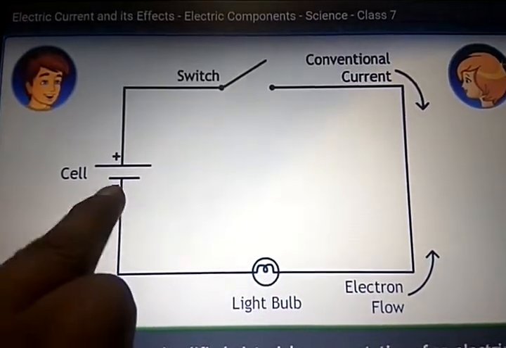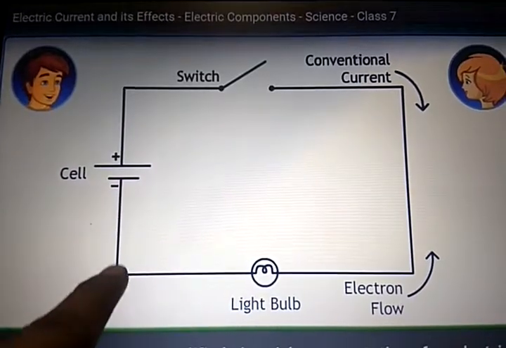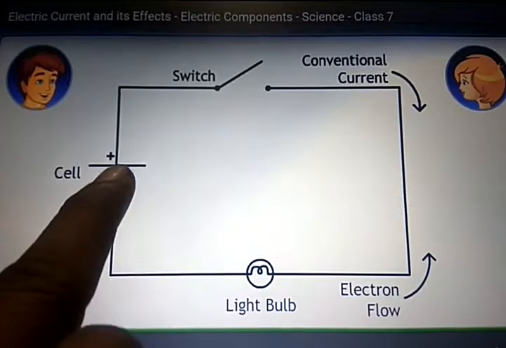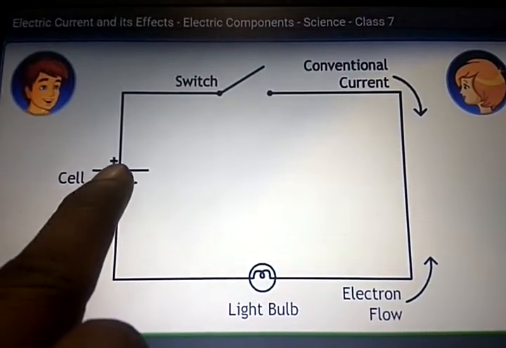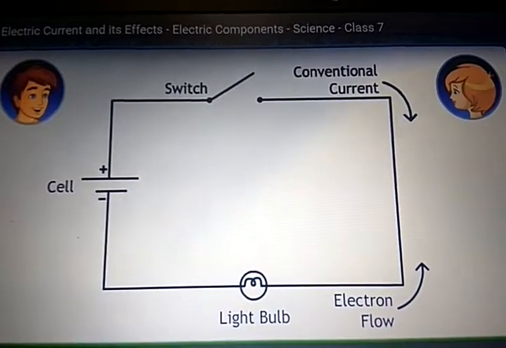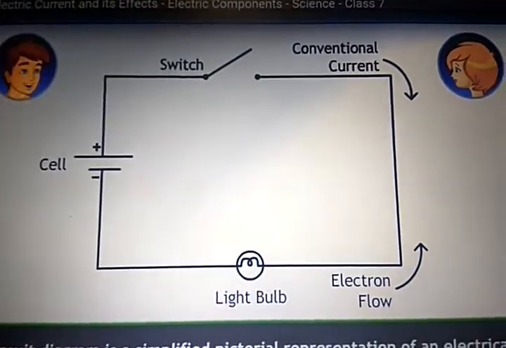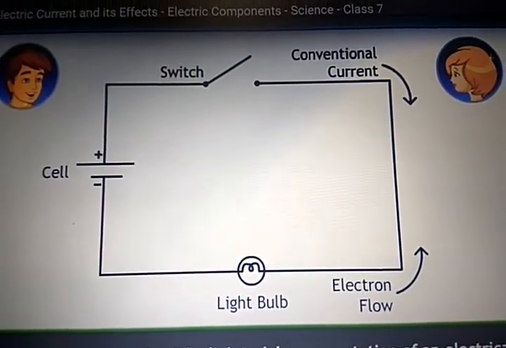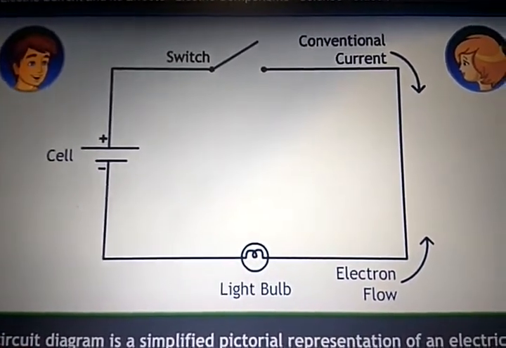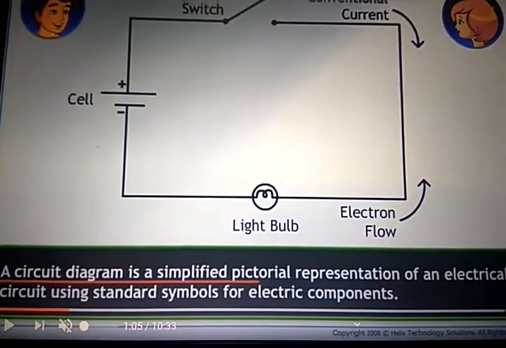Students, this minus terminal means electrons. So electrons always move from negative to positive, while the conventional current is just opposite to the flow of electrons, meaning positive to negative terminal. Then light bulb and wire. These are the components of simple electric circuits.